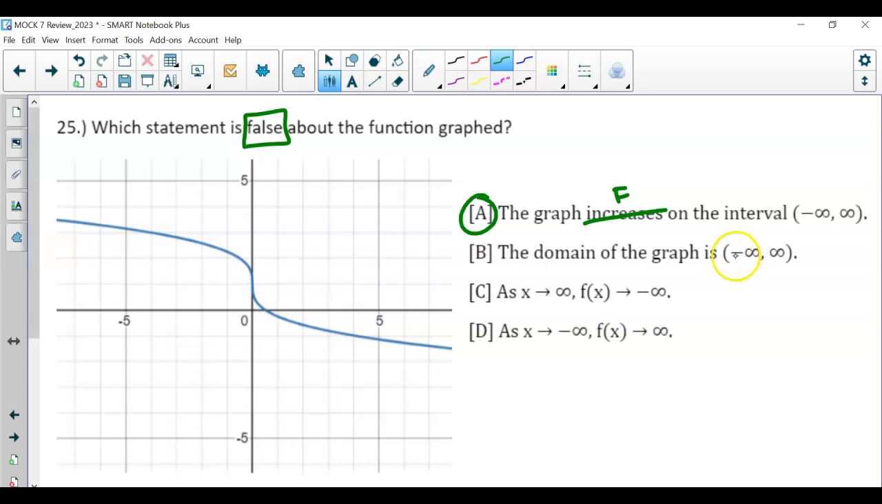The domain, it says here, negative infinity to infinity, which is all reals. Again, notice how we do have that cube root function. So this statement is true. Then the end behavior: as x approaches positive infinity, what direction is that right side of our graph going? Down to negative infinity. So that matches and this statement is true. Then as x approaches negative infinity, so as we're going to the left, notice the left side of the graph is going up to positive infinity. So this statement is also true. So the false statement is A.